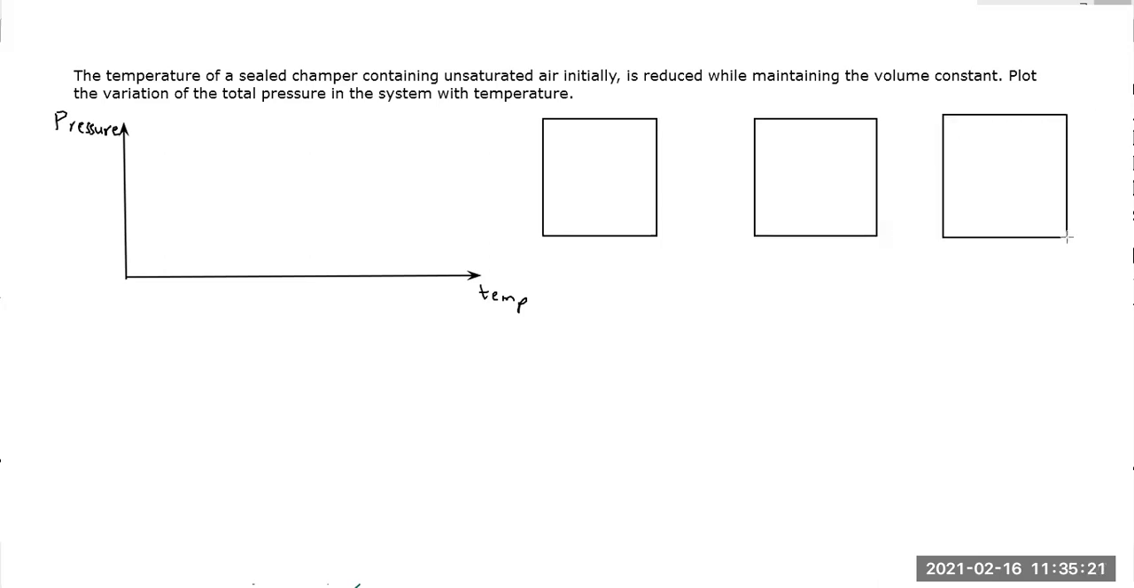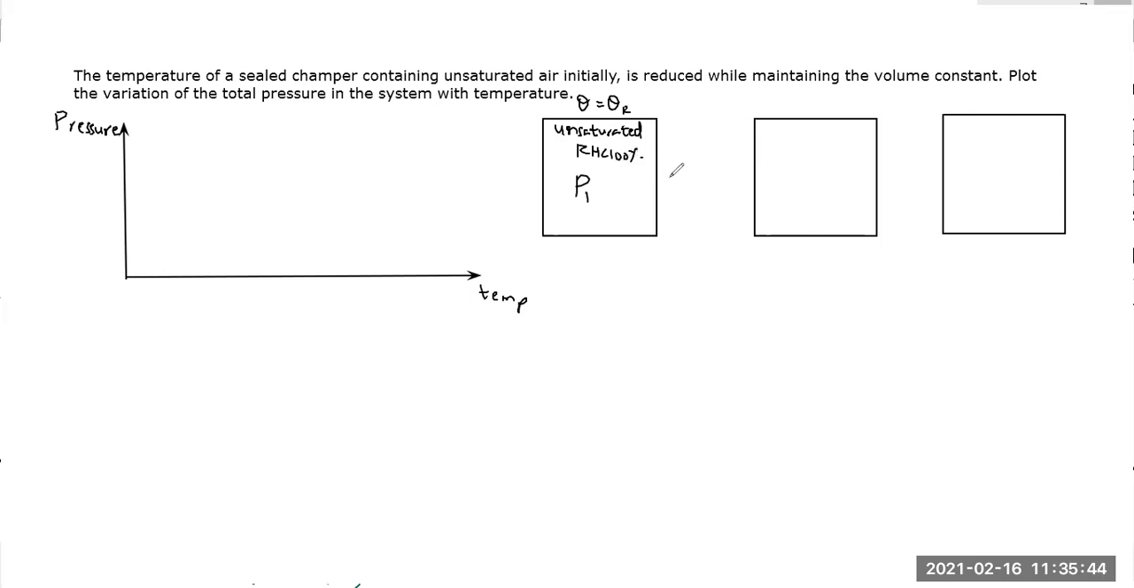Now, initially the temperature will be at room temperature or something at a higher temperature. So initially theta is, let's say, at room temperature and the air is unsaturated. So RH will be less than 100 obviously, but we don't have to really worry about RH here. Then there will be a pressure. I'll take P1.